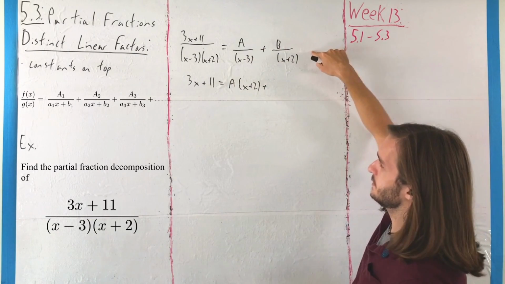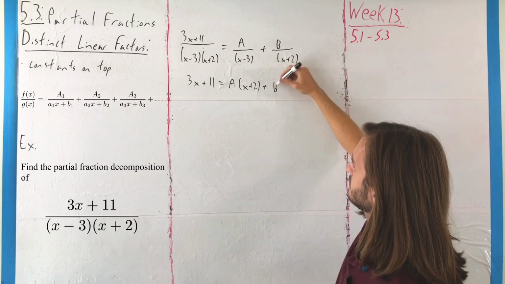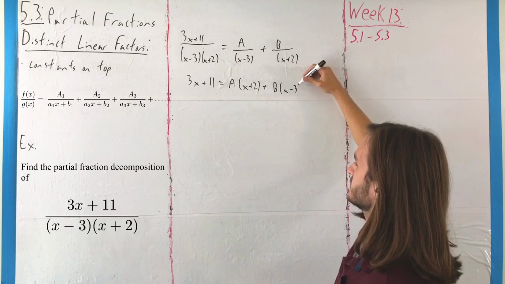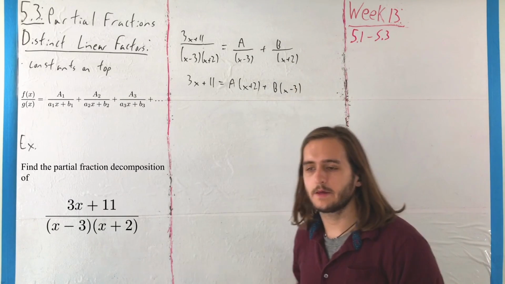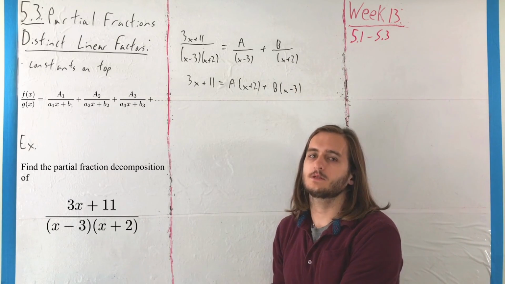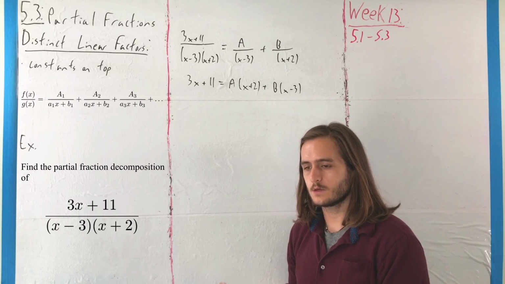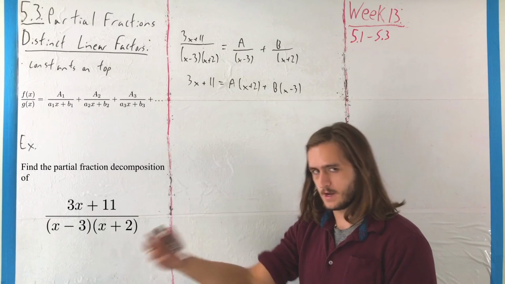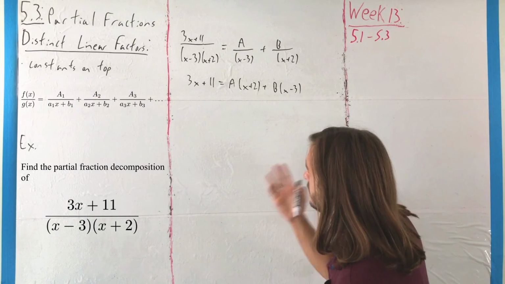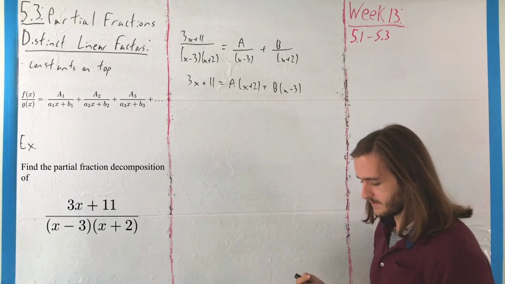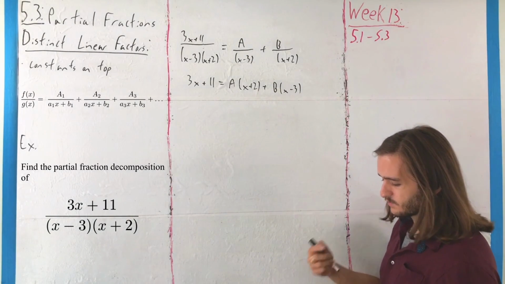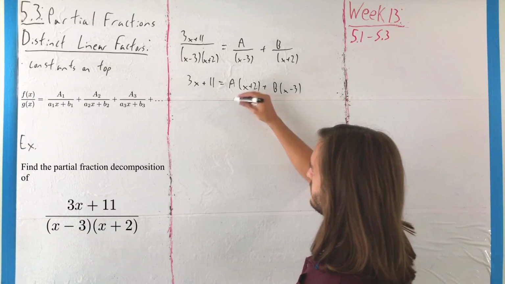And over here, the x plus 2's would cancel, so we'd have b times x minus 3. And this, even with more complex cases, is what always happens, up to some special varieties where we're dealing with a repeated factor, but that's what we're going to see in a little bit. So for now, we just simplify this a little bit more.